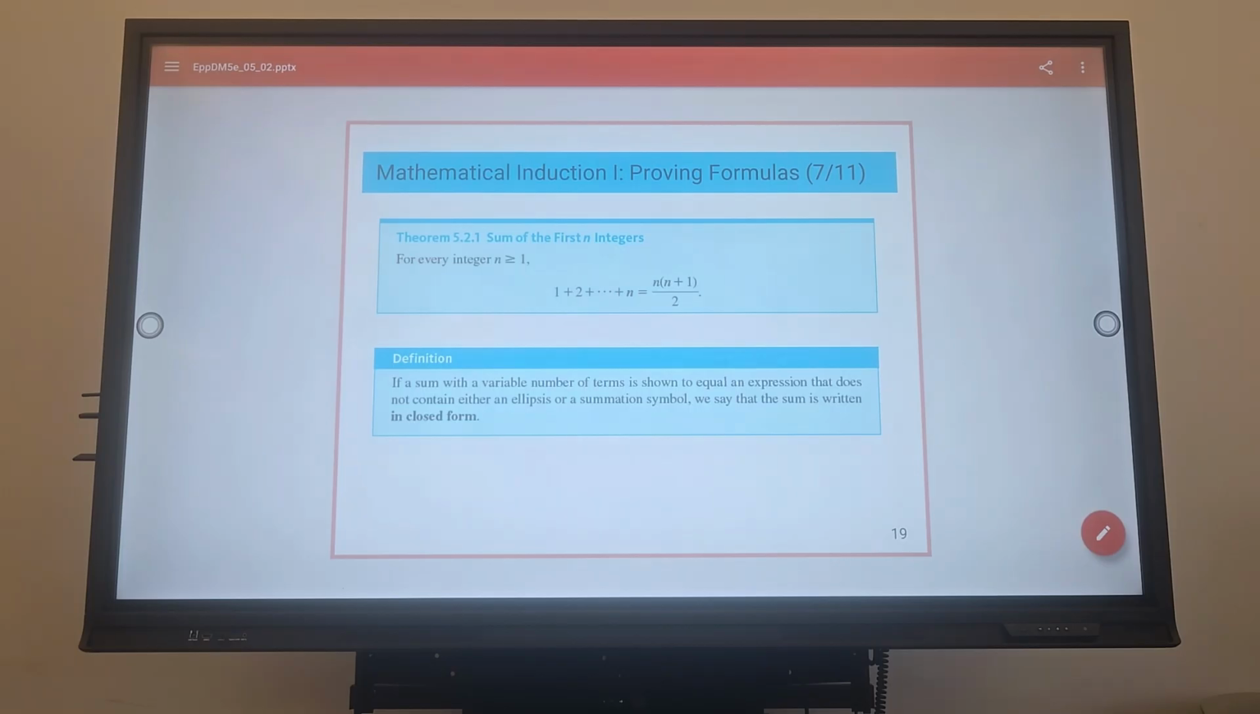Definition. If a sum with a variable number of terms is shown to equal an expression that does not contain either an ellipsis or a summation symbol, we say that the sum is written in closed form.